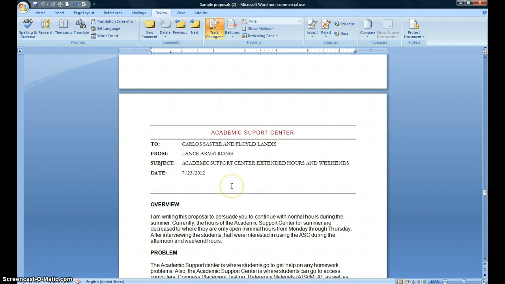Moving to our next sample proposal, and these actually were written in an online summer class last year, the year before. Here you look at the memo heading.